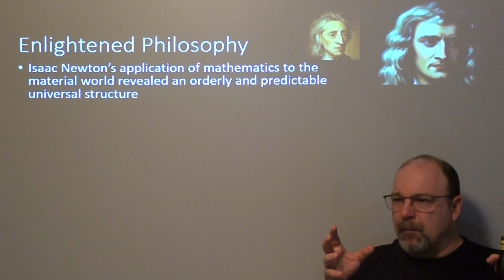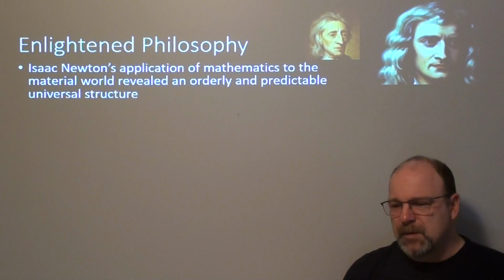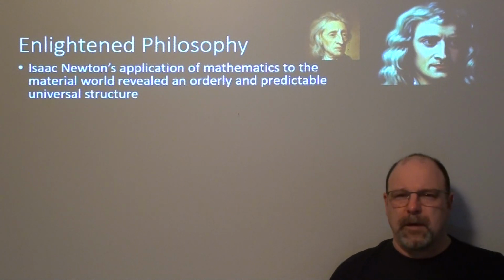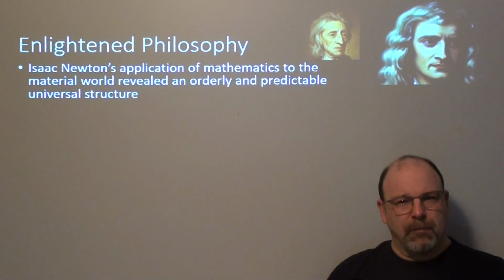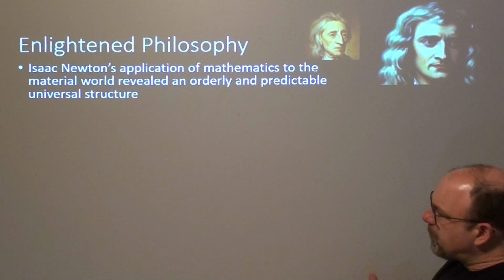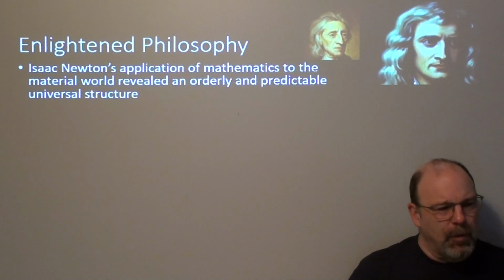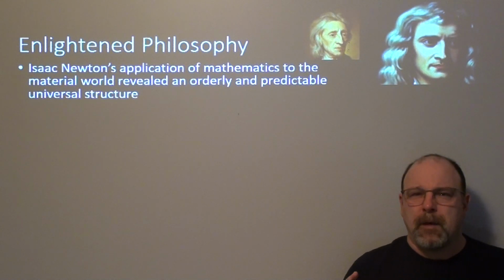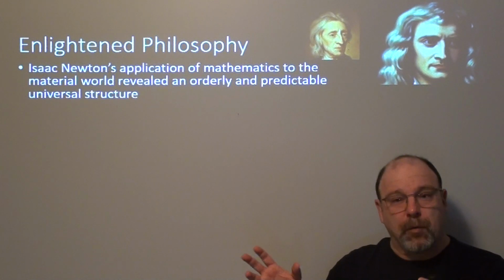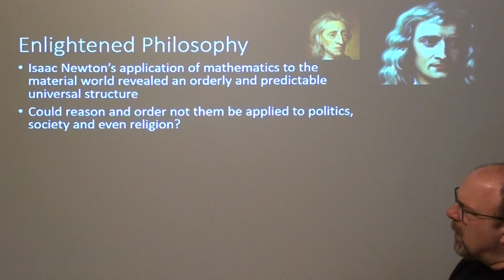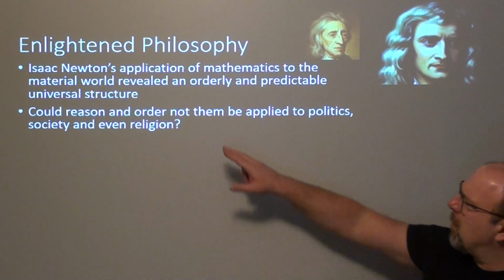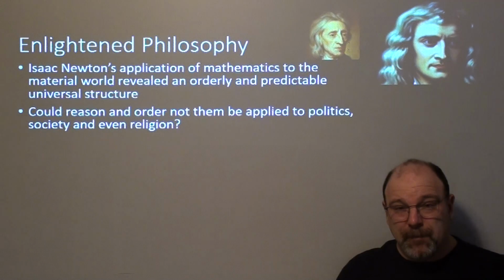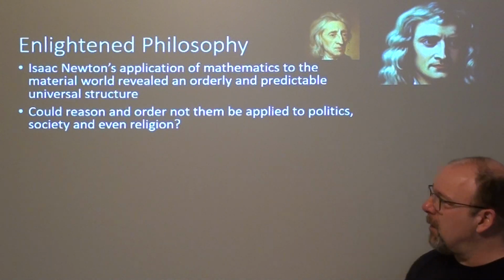Certainly the scientific revolution, and particularly the astronomers, really perpetuated this idea of an orderly society based on observation and reason and so on and so forth. So out of that comes, as I said earlier, the idea that we could begin to look at society in general as having an orderly structure, if you will. Could reason and order not then be applied to politics, society, and even religion? Okay, that's the big question of the early Enlightened thinkers.